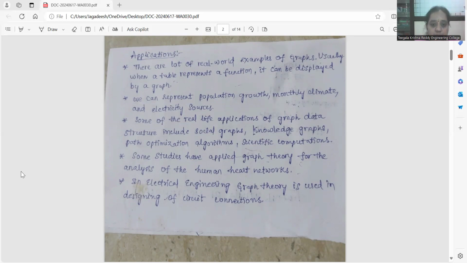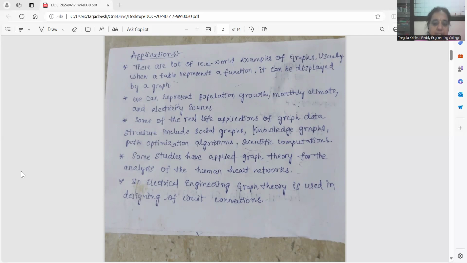So in a table form, we can represent a function. It can be displayed in a graph like x and y axis. We are representing in the table format. And we can represent by table form a population growth, monthly climate, and electricity sources and all. And some of the real life applications of graph data structures include social graphs, knowledge graphs, and so on. And in the human network also, we have so many applications here.